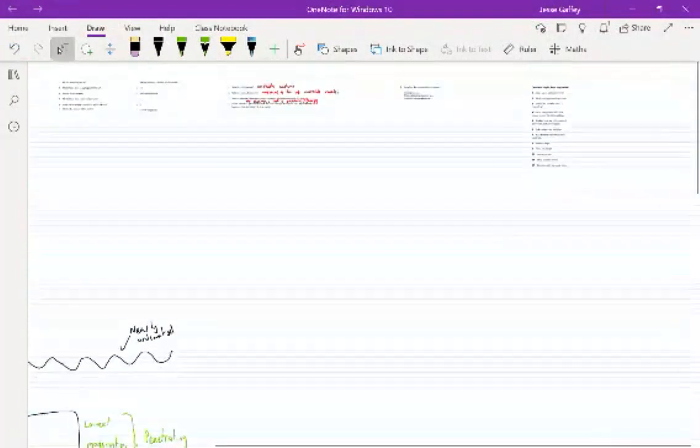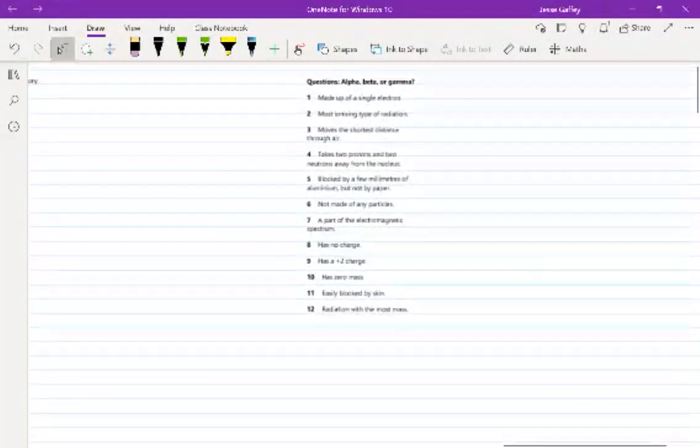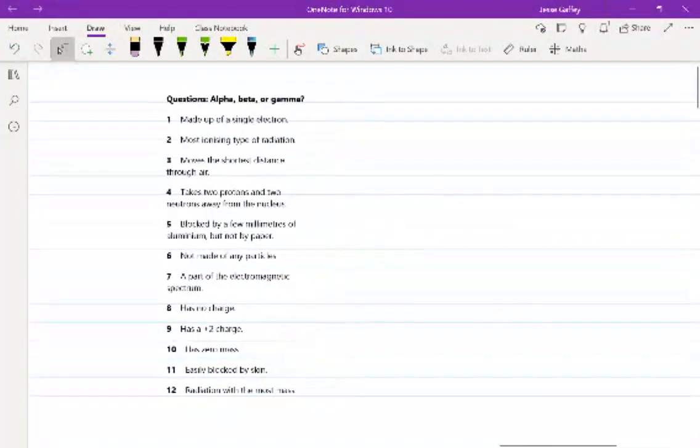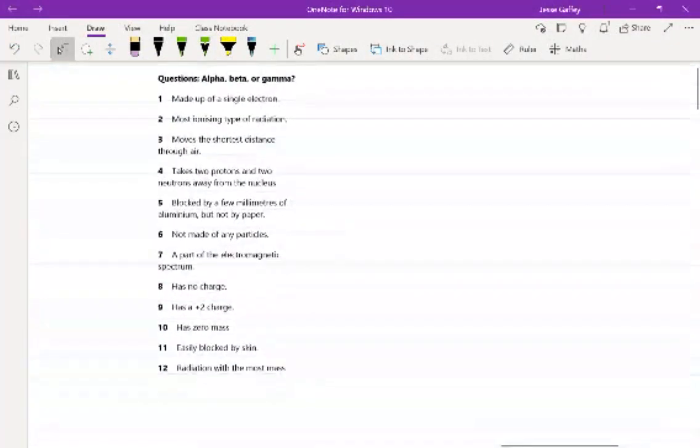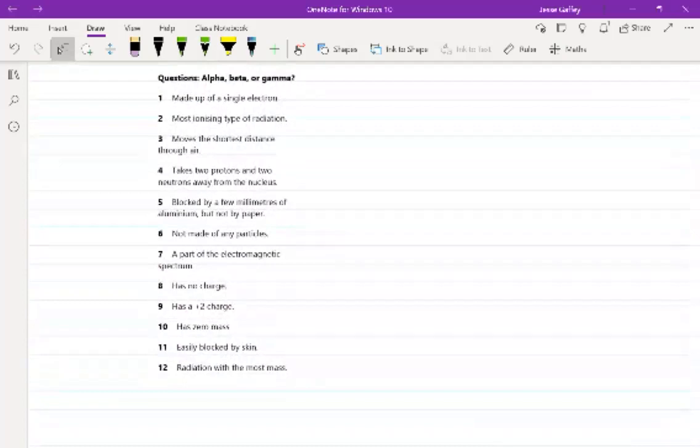It's time to do some practice. All right, so for these questions, what you have to do is say whether we're talking about alpha, beta, or gamma radiation. So first one, I'll do it for you. Made up of a single electron. Well, from alpha, beta, and gamma, I know that beta particles are made up of an electron. Okay, so you get the idea. I want you to pause the video and do the rest of these now, please. All right, so you should only be playing the video if you have done this all.